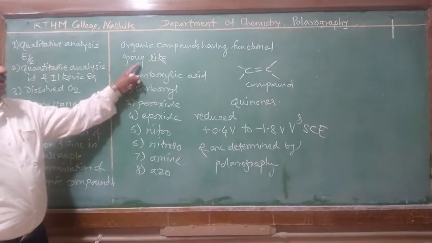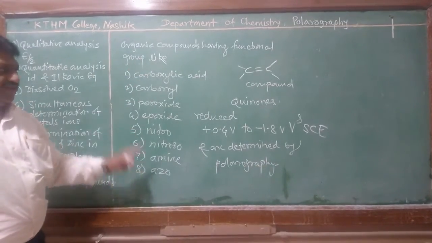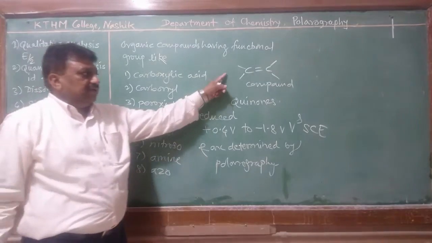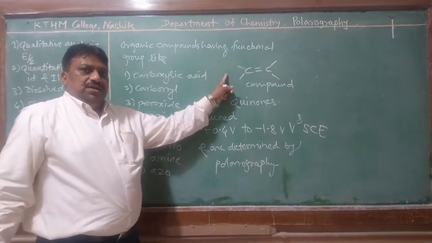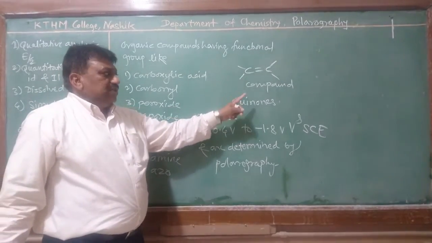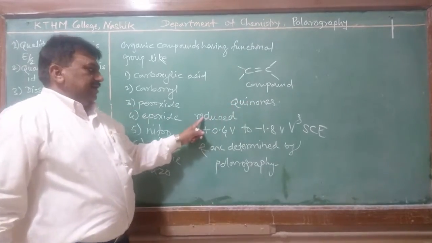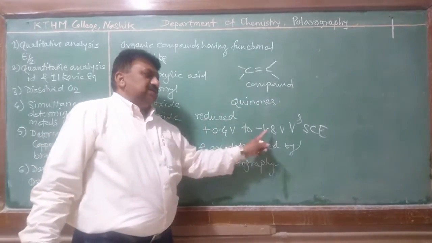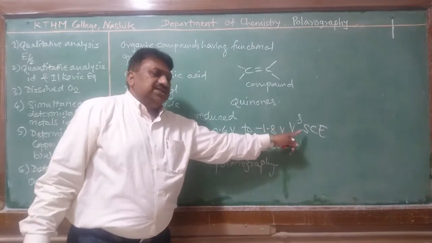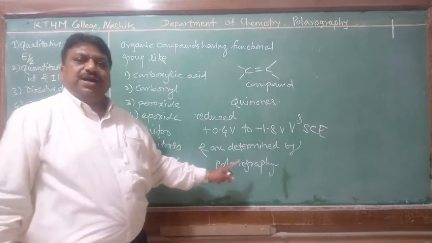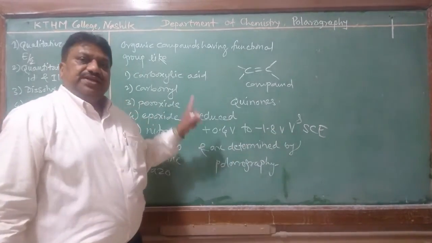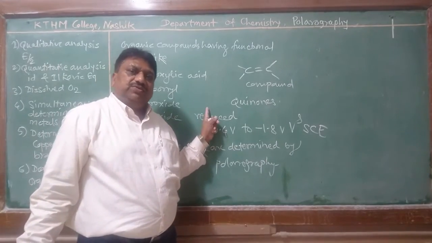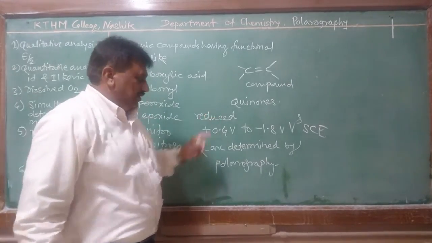Therefore, organic compounds having these functional groups are directly converted to another compound which is in a reduced form, and if reduction is possible within this range, such a substance can easily be determined by polarography, and diffusion current is measured for quantitative determination of the analyte.